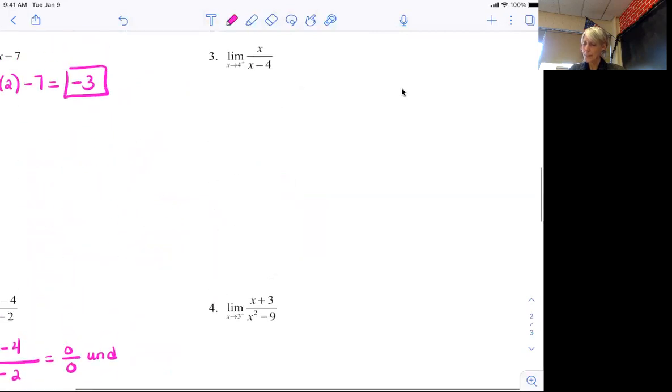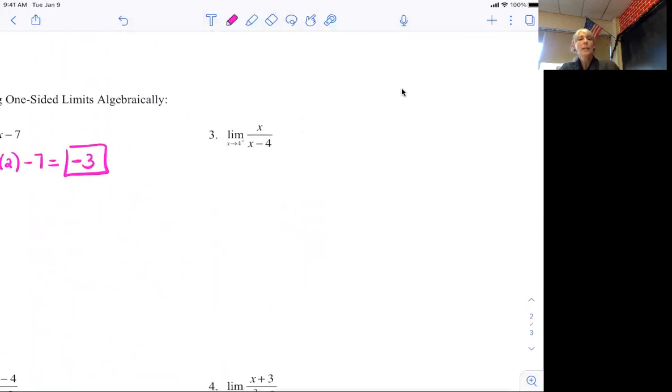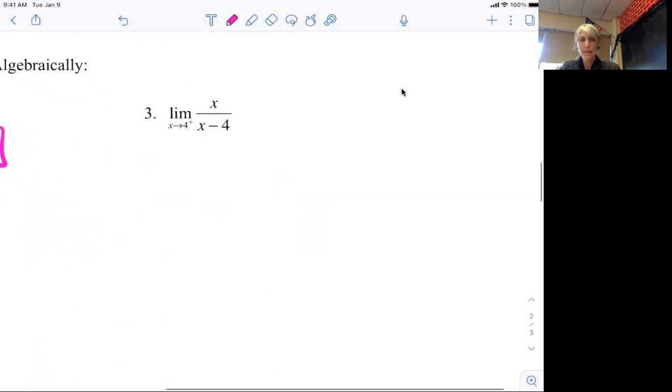That's the example of our hole in our function. In example 3, the limit as x approaches 4 from the right. Always start by plugging in the number. 4 over 4 minus 4, 4 over 0. This function value is undefined. So I want to describe what's going on in the graph if I plug in a number a little bit bigger than 4.